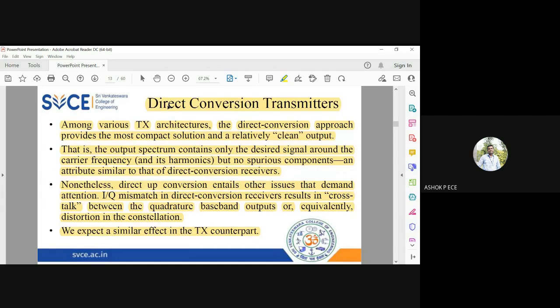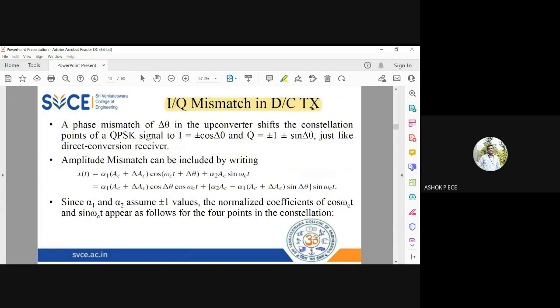IQ mismatch. So we are going to measure how much mismatch is tolerable by your transmitter. Assume that you have a phase mismatch of delta theta. So the I channel will have a phase shift of plus or minus cos delta theta. The Q channel will have a phase shift of plus or minus 1 plus or minus sin delta theta, just like a direct conversion receiver.